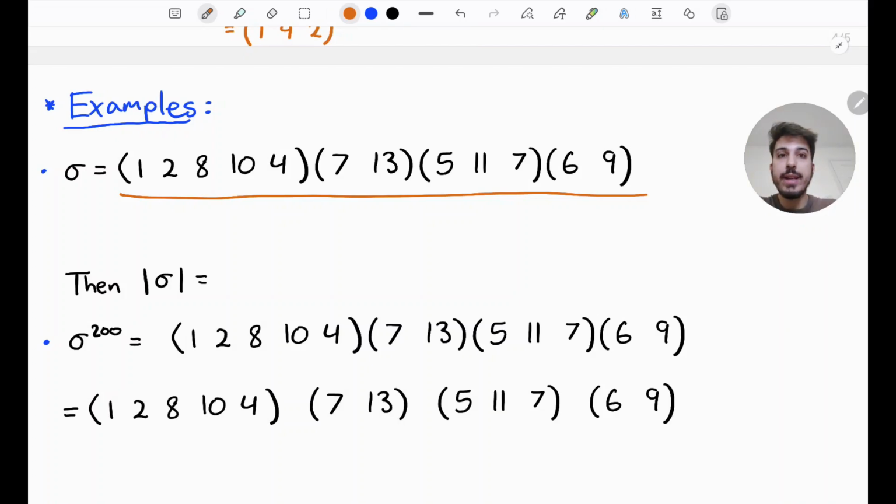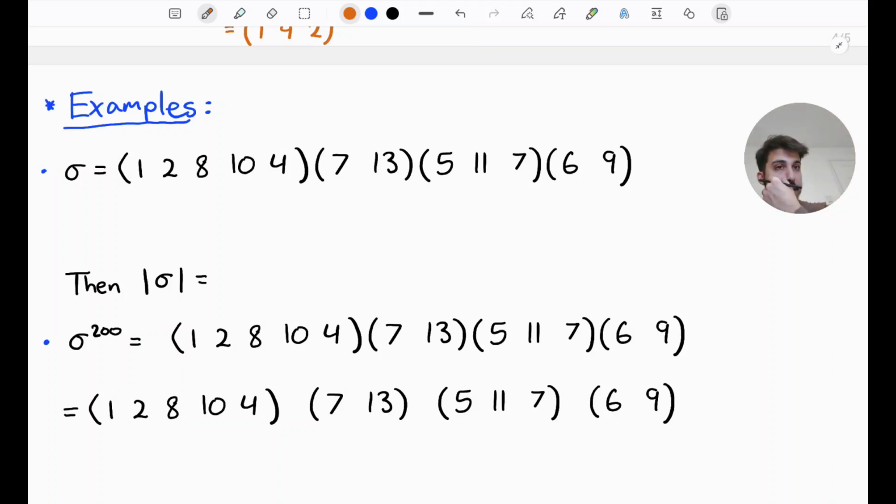So in the example, sigma is defined by the permutation that sends these elements. So what is the order of sigma? We will use the proposition to say that the order of sigma is in fact the least common multiple of the lengths. So the length of this cycle is 5. This is a 5 cycle.